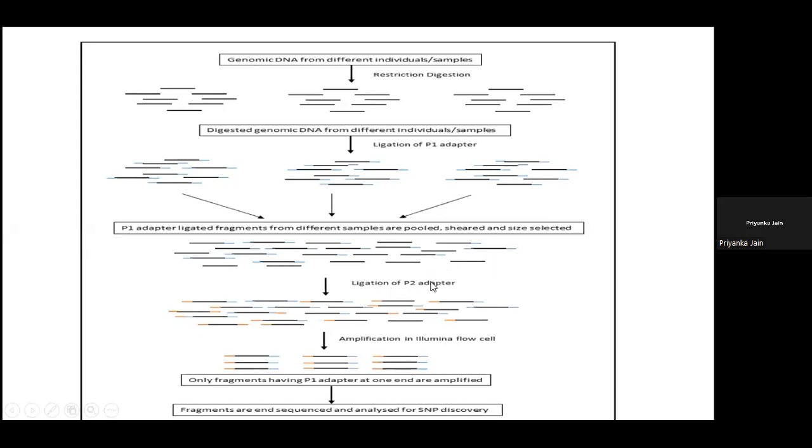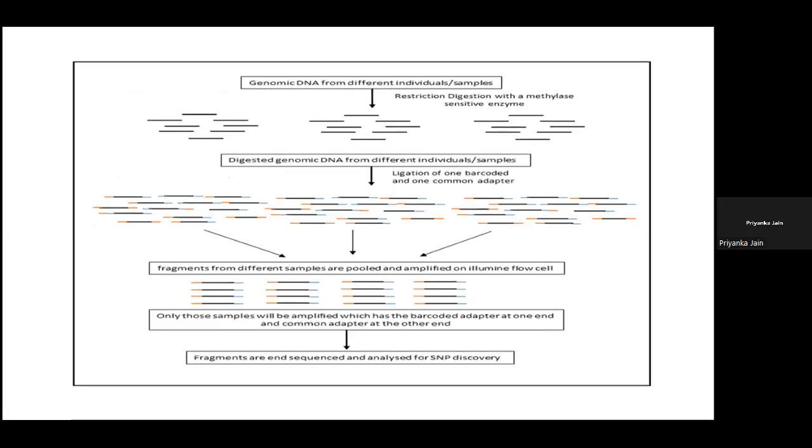Then the ligation of the P2 adapter is done. The P1 was first ligated, then the shearing and size selection, and then the P2. Then the further amplification is performed. And after that, only fragments which have the P1 adapter at one end are amplified, and further the sequencing run data is generated. So now the second method I will be discussing, that is RADSeq, which stands for restriction site associated DNA sequencing.